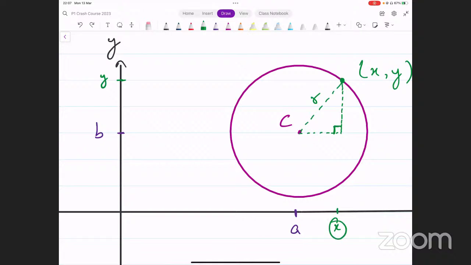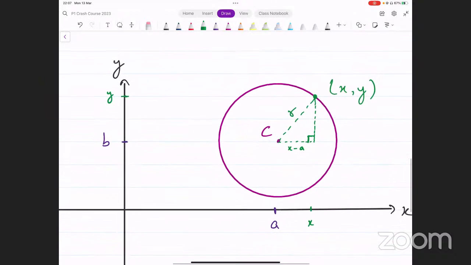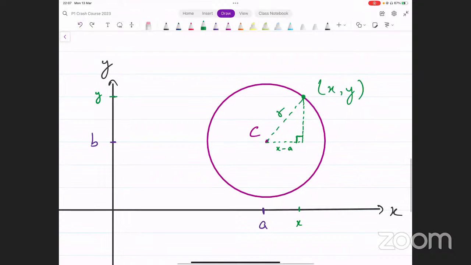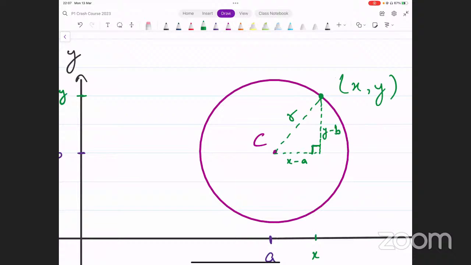What's the length of this base? It's going to be x minus a. What about the length of this vertical side? It's going to be y minus b. Now, how can we connect these three sides? Again, it's a right angle triangle, so we could use Pythagoras. We could say base squared plus perpendicular squared should equal hypotenuse squared.